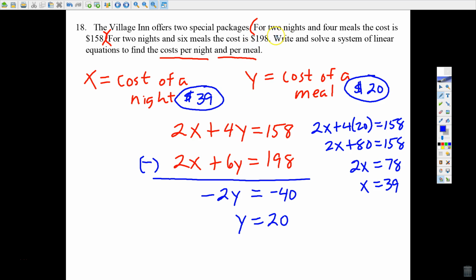Like why do you need the variables? Well, this says for 2 nights. So if I want to know how to come up with this $158, if it costs me that, then 2 separate nights times how much do those separate nights cost? And then I'm going to eat 4 meals. Well, how much are they a piece? 4 times what number? And then I let that equal the total cost for that particular package.